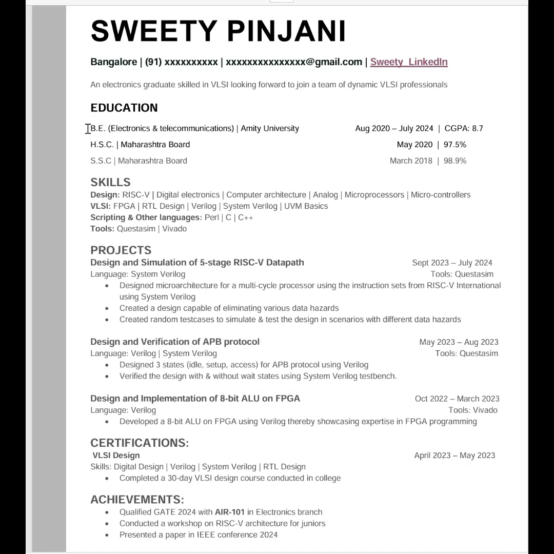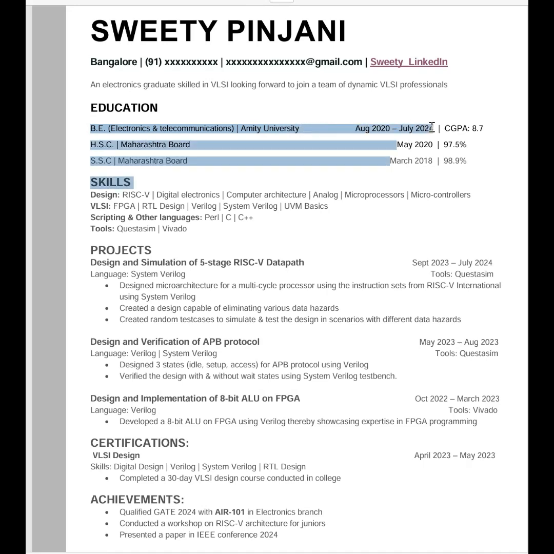degrees. One is bachelors in electronics, second is HSC and SSC marks. So whatever is your degree, bachelor in electronics and communications, from whatever university you did, then you can give some space, and the duration also can come in the same line, and your CGPA. Here, if you see, we are trying to cover everything properly.